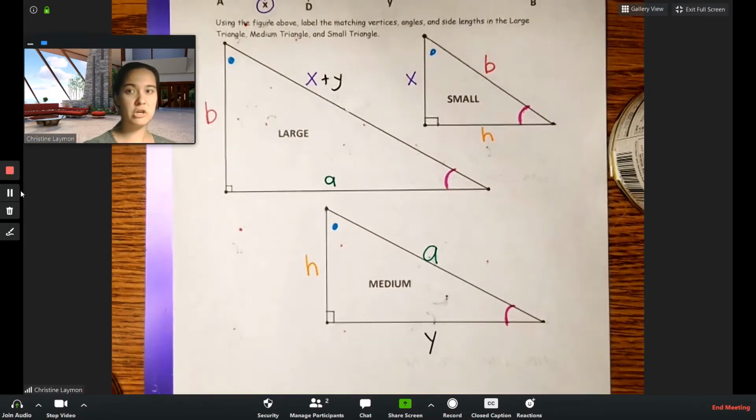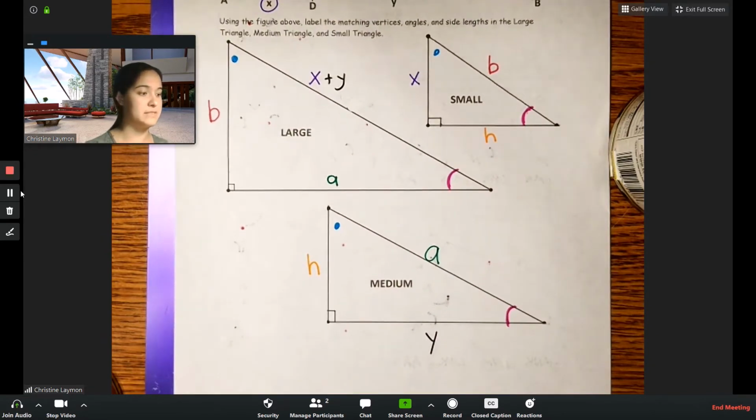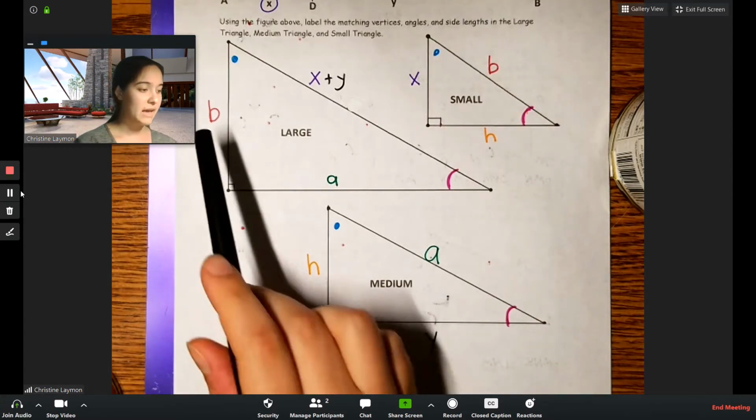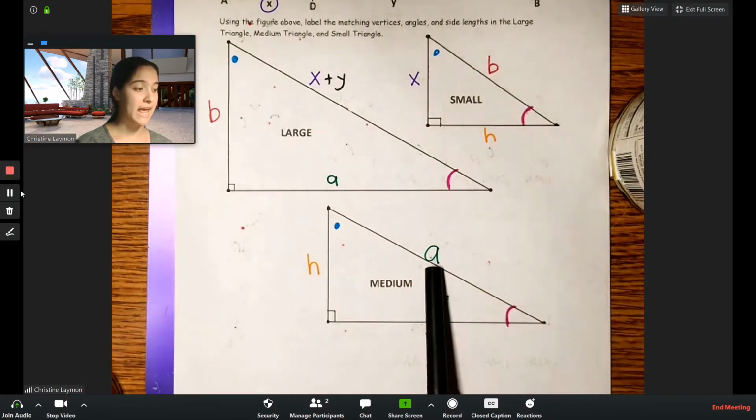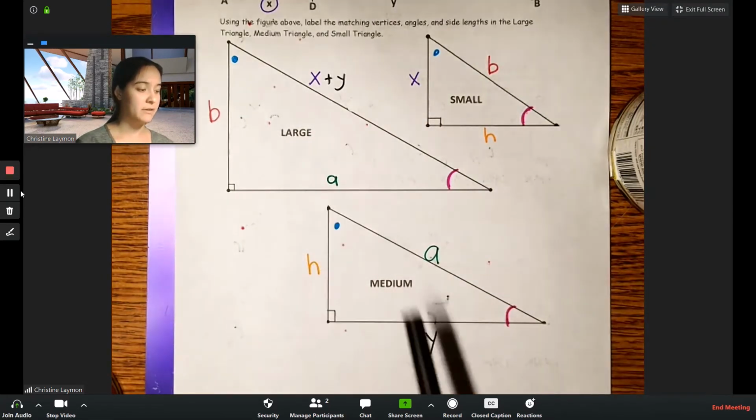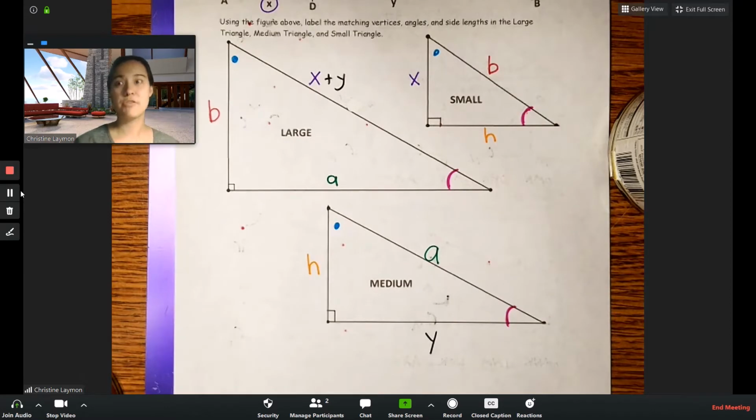So now, just looking at the way we have organized these here, notice that I can now make comparisons. I know that B, X, and H are similar. X plus Y, B, and A are similar. H, A, and Y are similar within their respective triangles. So right now, I still don't have any numbers, but this kind of helps you see where I'm going with this in my next step. I'm going to be comparing triangles and using that information to figure out missing side lengths.